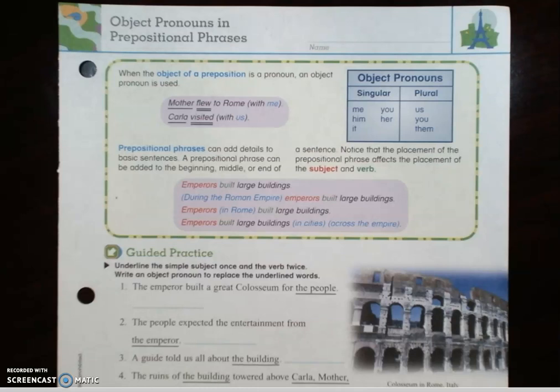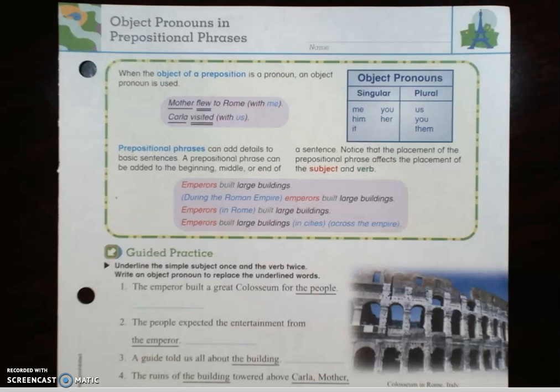So let's look at the purple sentences right here. Mother flew to Rome with me. Mother is the subject, flew is the verb, and with me is the prepositional phrase. So with is the preposition, and with whom? Me. Me is the object pronoun, or the object of the preposition, actually.